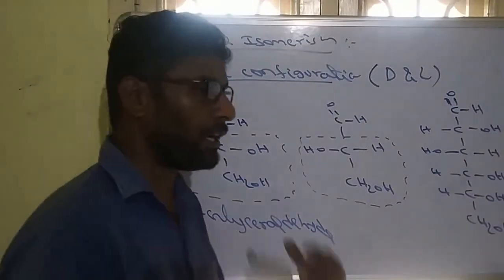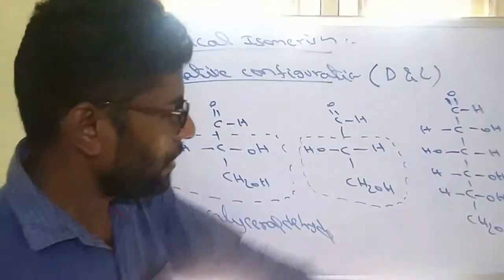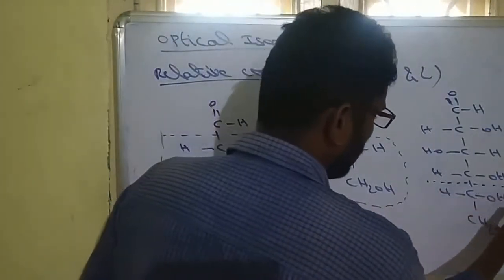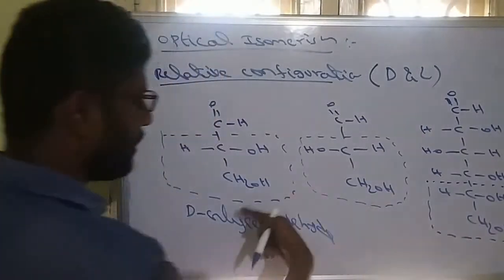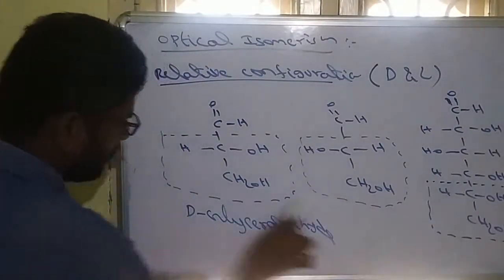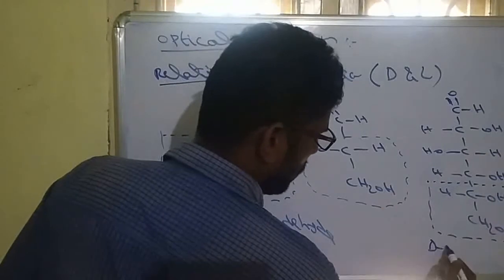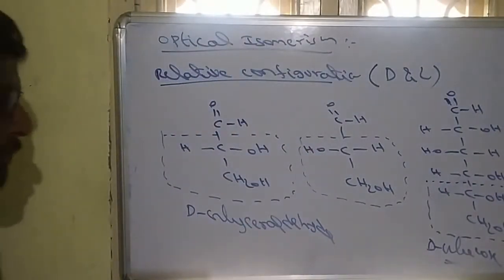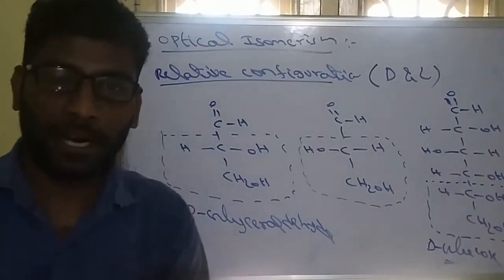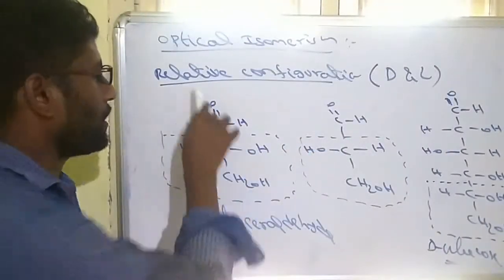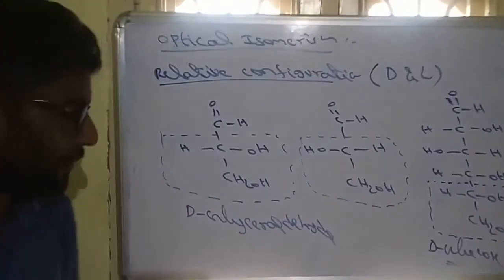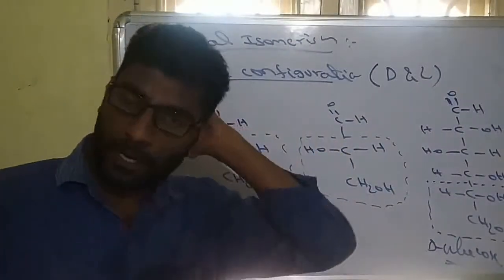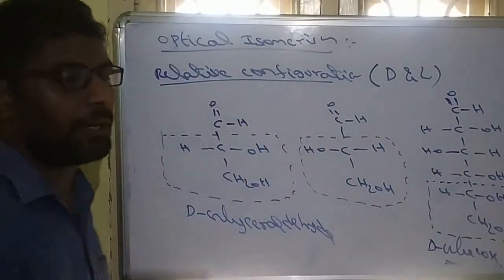Now, is this glucose D-glucose or L-glucose? How to identify? It should be compared with these two molecules, the reference part. It is similar to which one, D-glyceraldehyde or L-glyceraldehyde? This one, both are similar. So that means this glucose is called D-glucose. The given molecule is always compared with D-glyceraldehyde and L-glyceraldehyde. Such comparison is called relative configuration. In relative configuration, whether it is D or L is identified by using reference molecules, D and L-glyceraldehyde.